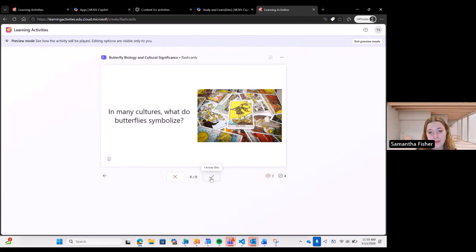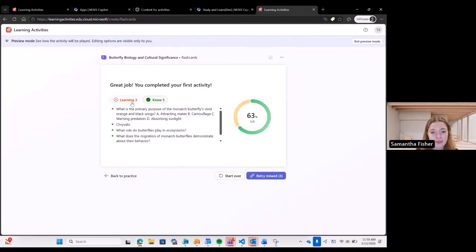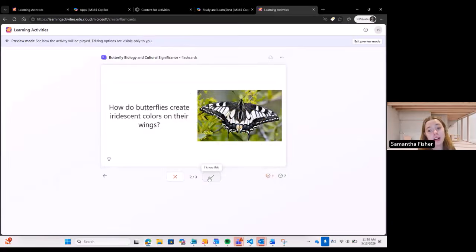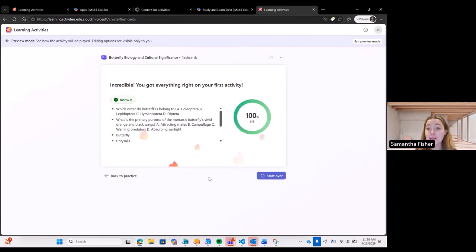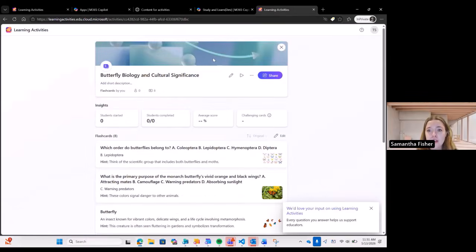Okay, very cool. So now I can see the cards that I'm still learning and the cards that I know. And I can even retry the ones that I've missed. So I actually know all of these because I have done flashcards about butterflies so many times in webinars. And I'm going to exit preview mode. But this allows me to kind of preview what the cards are going to look like before I share them with my students. And then I'm going to save that activity. And keep in mind, again, if students are 13 and up, they can create their own activities from their own notes.